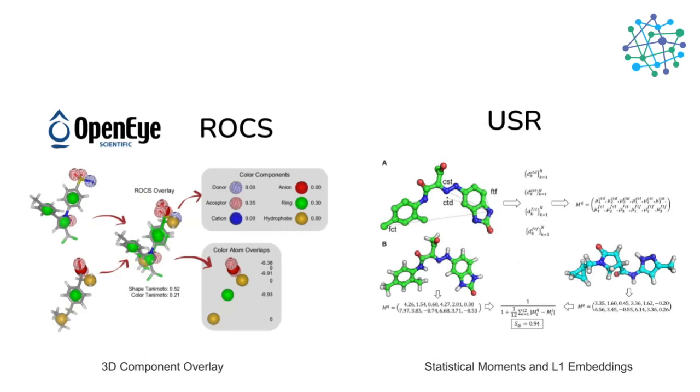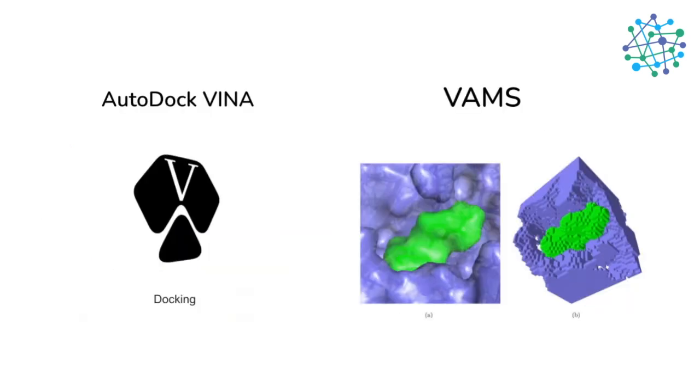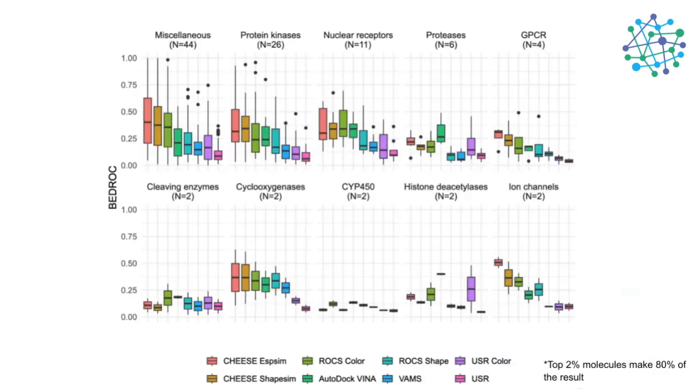Here we have evaluated again ROCS, both color and shape. Then USR, which computes shape similarity by statistical moments in L1 embeddings. And we have benchmarked as well AutoDock Vina, a well-known docking method, and WEGA, which is 3D shape similarity based on voxel grids. And here are the results across these target classes. In most of them, you can see that, again, ESP-Sim as well as Shape-Sim works very well.